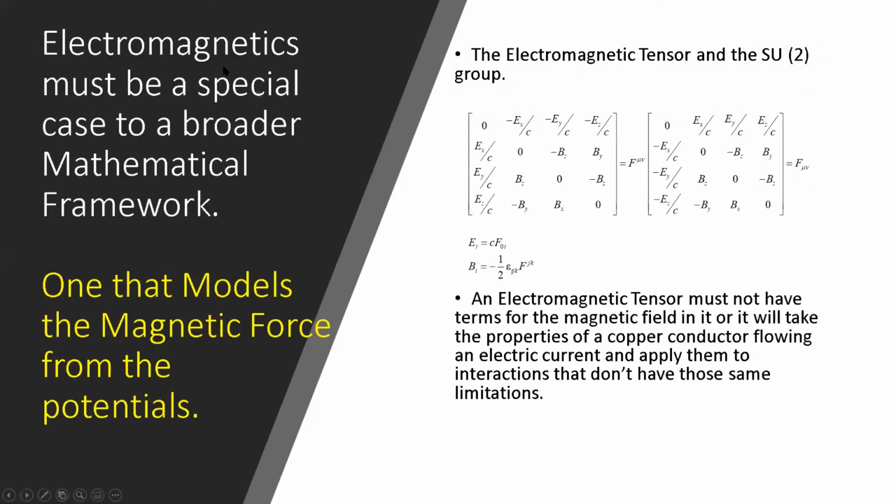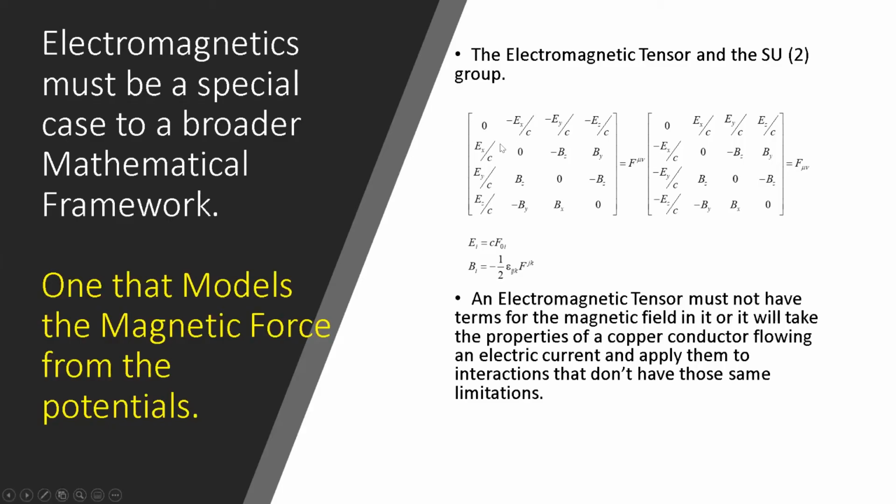So electromagnetics must be a special case of a broader mathematical framework. One models the magnetic force from potentials, which means we have to break down the forces into the individual components, and then co-evolve them depending on the inertial reference frame that you're in. But the problem is physics. So we got physics here.